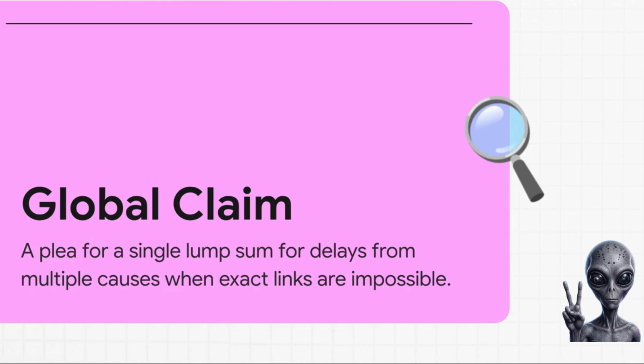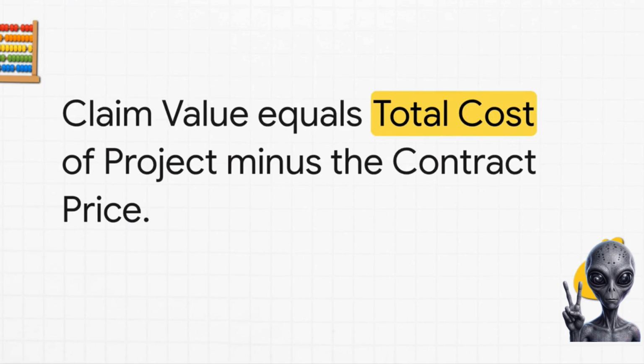It's basically saying to the project owner, look, you caused these 5 major disruptions, and while I can't untangle exactly which dollar belongs to which disruption, the whole mess cost me X amount. And here is the math you'll usually see backing that up. It's known as a total cost claim. It's a pretty straightforward formula where the claim value simply equals the total actual cost of the project minus the original contract price. But a quick word of warning here. For this formula to hold any weight whatsoever in a dispute, you absolutely have to prove that your original contract price was actually realistic, that your final costs were reasonable, and most importantly, that only compensable events, meaning things the employer is actually responsible for, caused that massive difference.